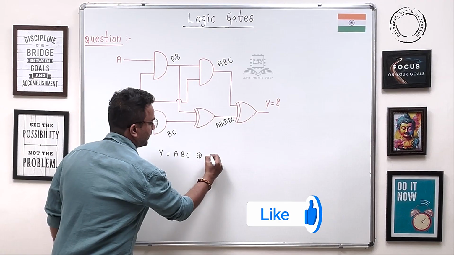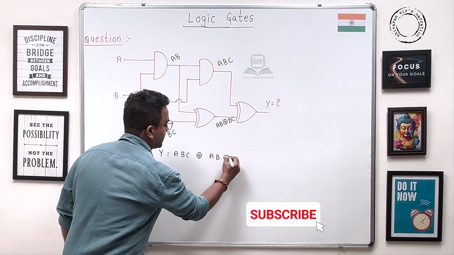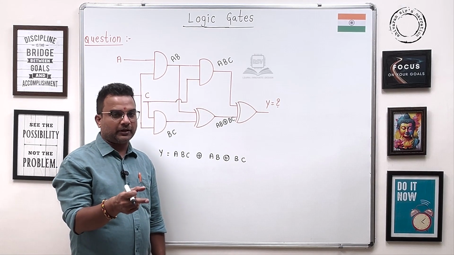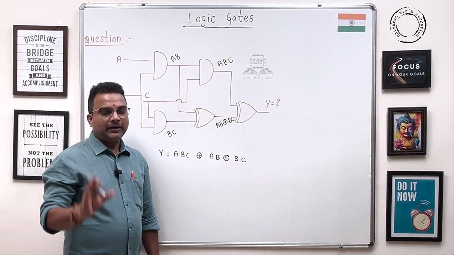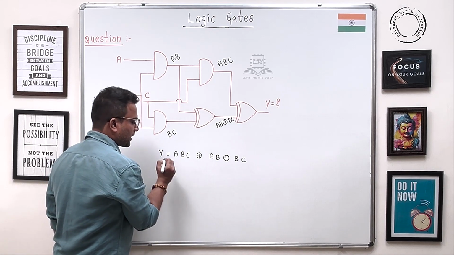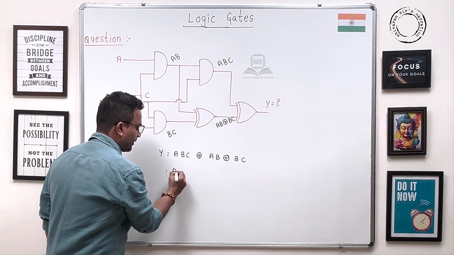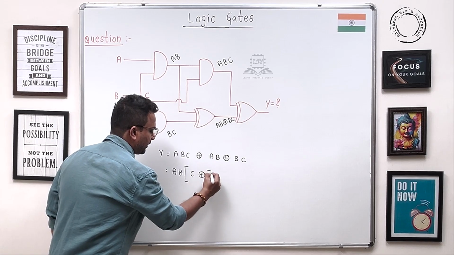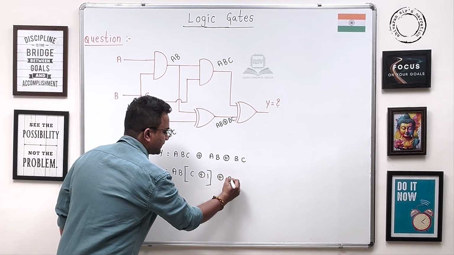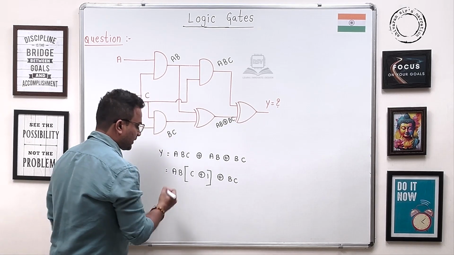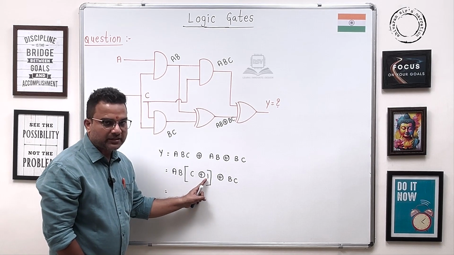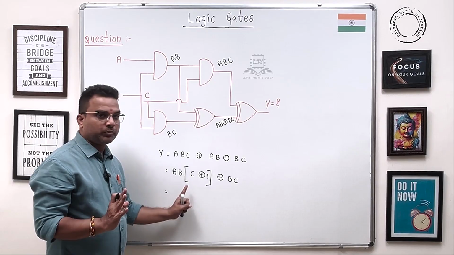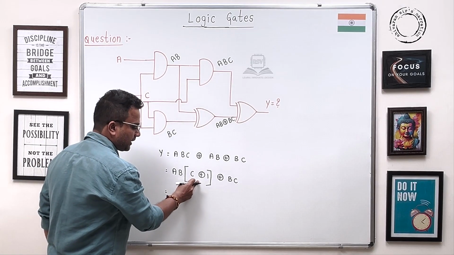XOR AB XOR BC. Now guys, just like AND operation and OR operation, XOR operation is also there. Hence here we can take AB common. Hence it is AB (C XOR 1). Again, this is as it is. Now guys, in an XOR gate operation, if one of the inputs is logic 1, it becomes like an inverter. It is the complement of the other input. Therefore, here you get C bar.